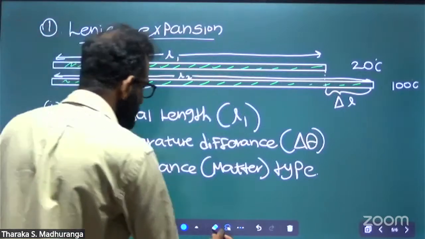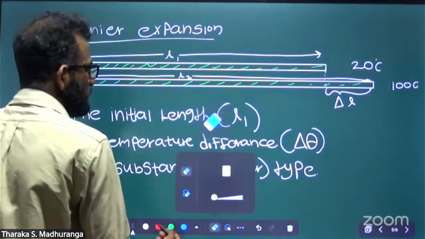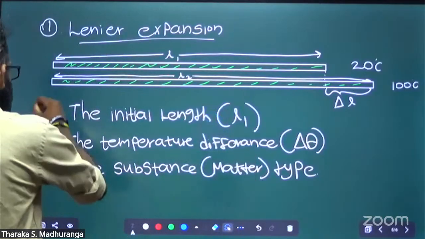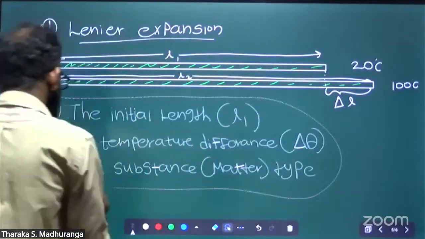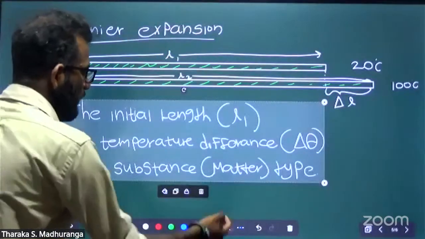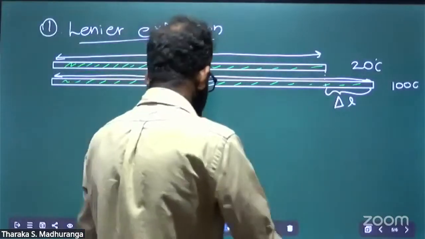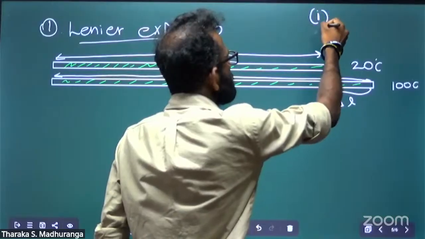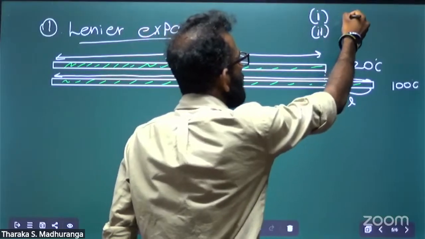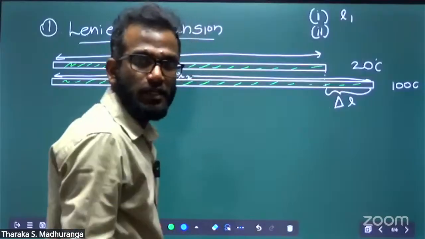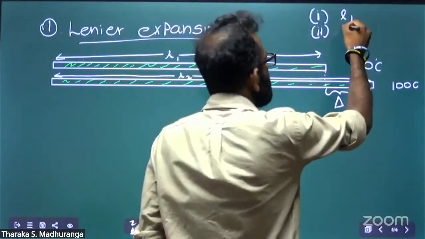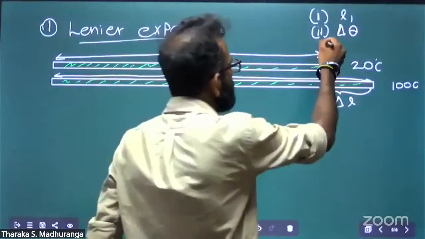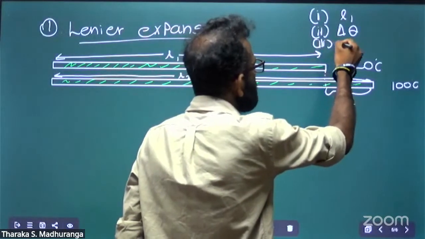Okay, I will erase this part and write the factors in a short way. There are three main factors. The first factor is L1, which means initial length. The second factor is delta theta, the temperature difference. The third factor is the substance type.